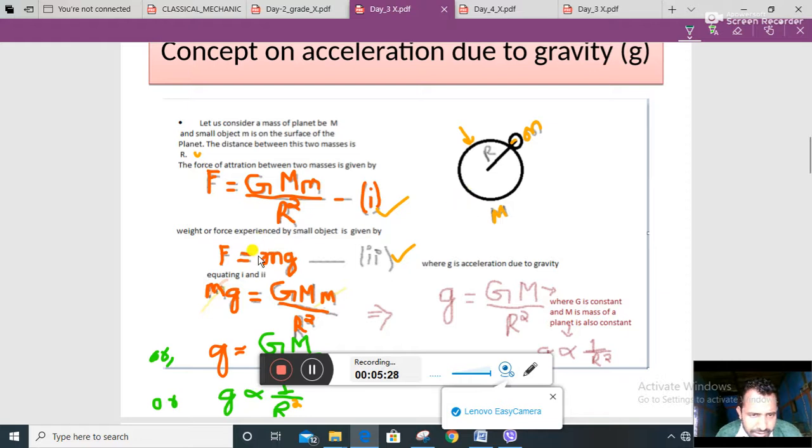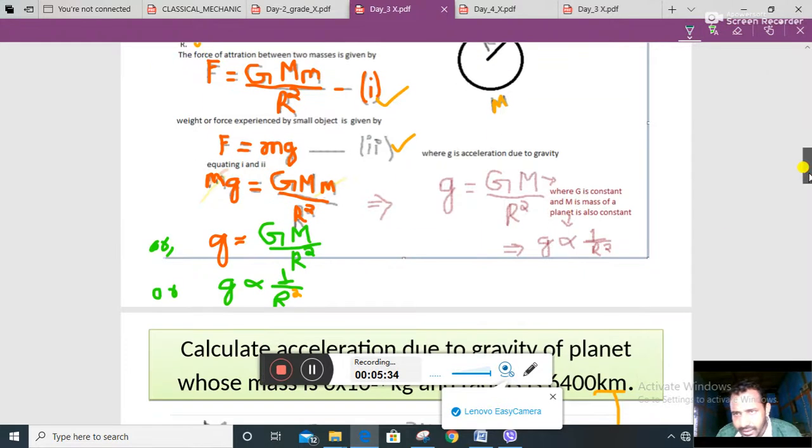Now equating 2 and 1, we get mg equals GMm by r square. I'm not writing this out now, I'm just cancelling it. Last time I found you were writing similarly what I wrote over here, so there is no need to write it again. Just cancel this small m and small m. Small m is the mass of an object, whereas capital M refers to the mass of a planet. So you will get g equals GM by r square.